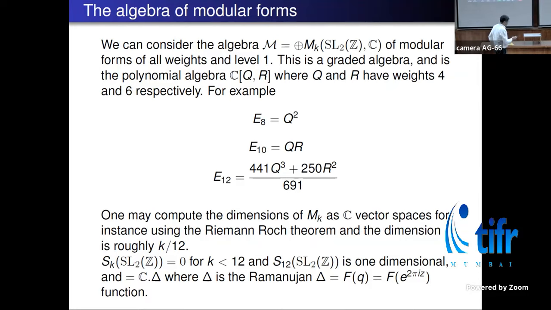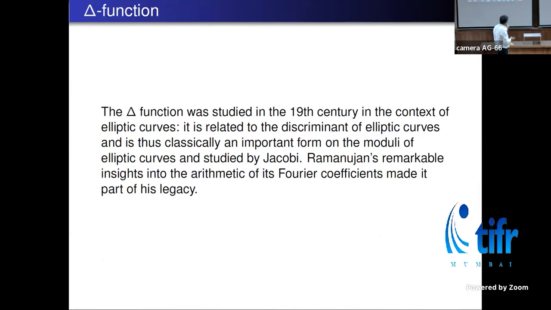So it's the first time something appears that is perhaps interesting to study, and it has been much studied. Of course, the delta function, you can view it as a function on the moduli space of elliptic curves, related to the discriminant of elliptic curves, and it's been studied since the 19th century. But Ramanujan made some remarkable observations about the Fourier coefficients of this delta function, right? And so it's called the Ramanujan delta function because of his deep study of it.